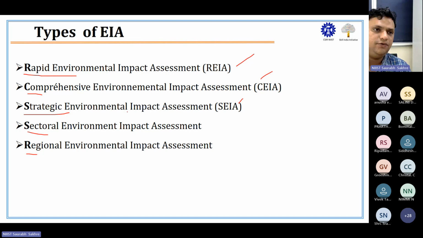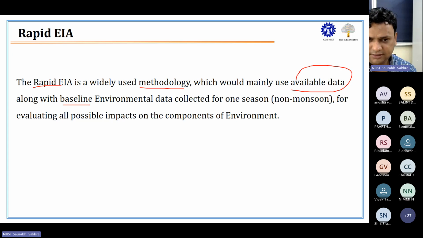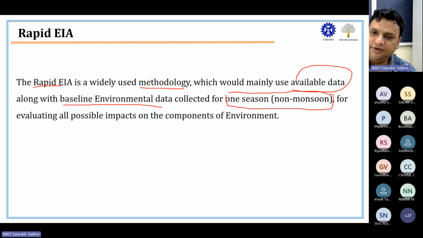So the first one is the Rapid Environmental Impact Assessment, REIA. As the name suggests, Rapid EIA is for one season only. It is a widely used methodology which mainly uses available data, plus some baseline environmental data collected for one season. And that one season should be a non-monsoon season. We should not do monitoring in the monsoon season.